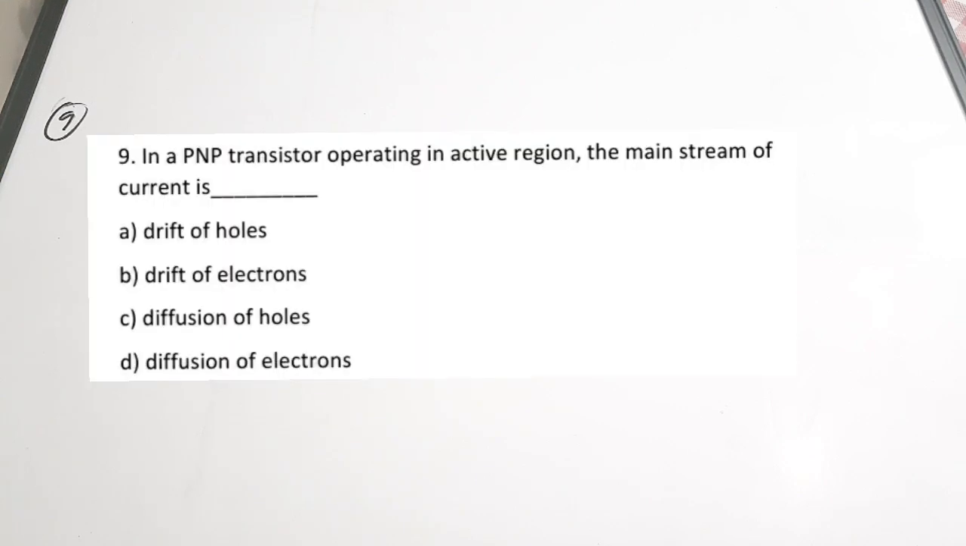For a PNP transistor in active region, the main stream of current is actually due to the diffusion of holes. Since it is a PNP transistor, it is holes, and since it is in active region, the main contribution will be due to diffusion. Since we are applying the external potential, there will be diffusion happening. Since the major carriers are holes in a PNP, it will be diffusion of holes. So the correct answer is option C, diffusion of holes.